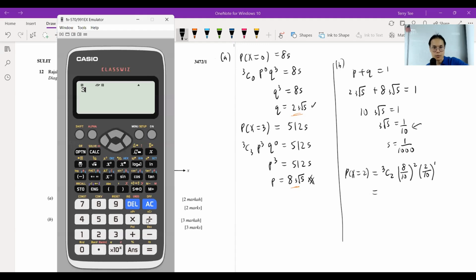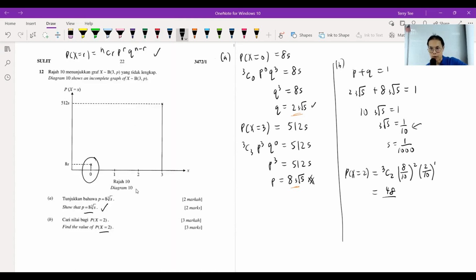If not, you can just use your calculator here. Multiply with 8 over 10 power 2 and then 2 over 10. Okay, there you go. Your answer is 48 over 125, or 0.384.